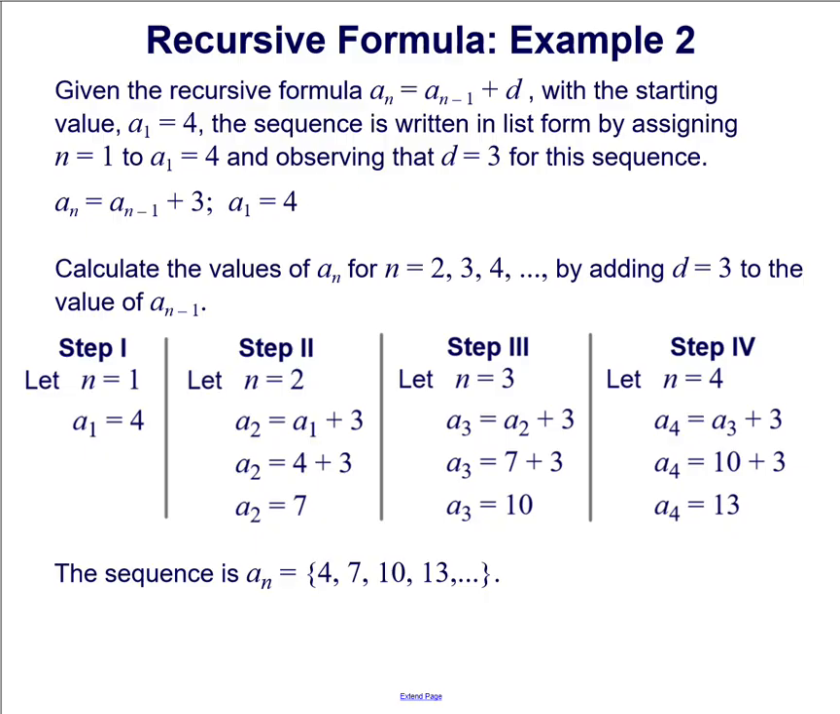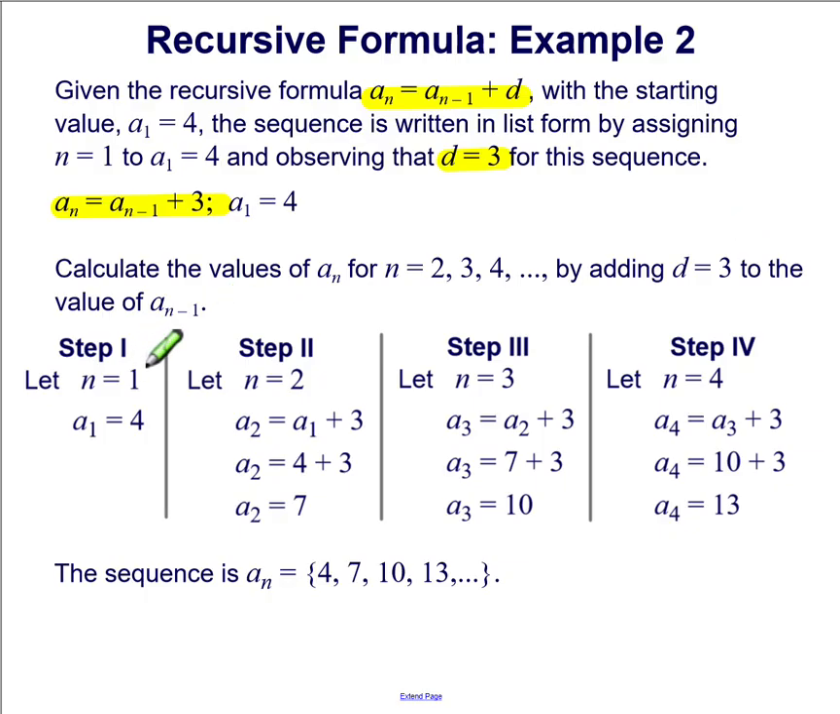So I want you to think of this. A sub n would be the next term, and a sub n minus 1 is the previous term. So think of it that way. So the next term is found by taking the previous term and adding the common difference, which in this case is 3. So let's take a look and see how this formula works and how we apply it. Our goal is to calculate the values for a sub n for the second term, the third term, and the fourth term. And we do that by adding 3 to the previous term. So a sub n minus 1 is a way to write the previous term.